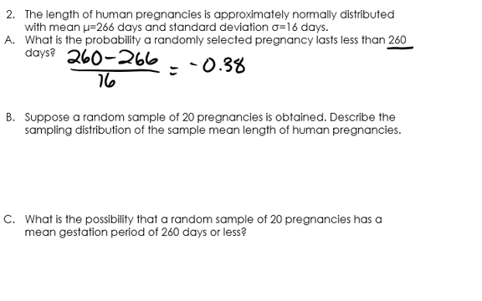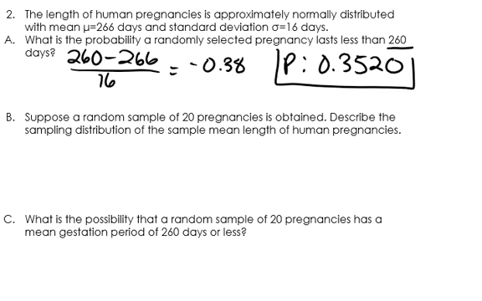Next, we're going to use our standard normal table to find the proportion that corresponds to the z-score of negative 0.38. And our proportion is going to be 0.3520. And this is our answer.